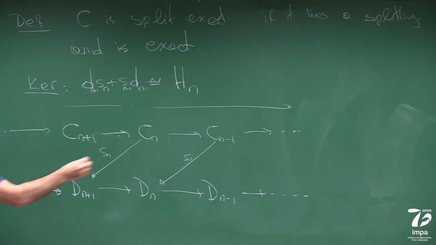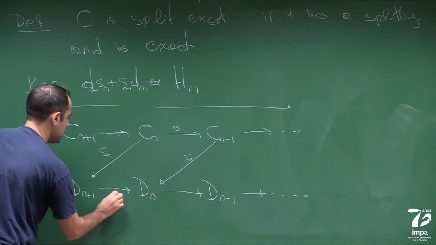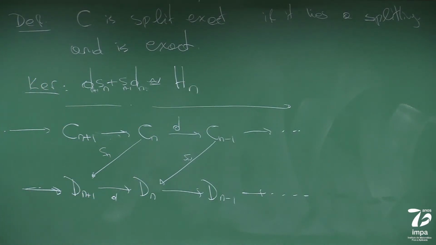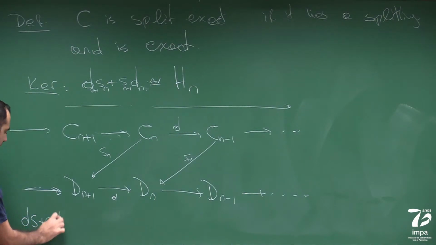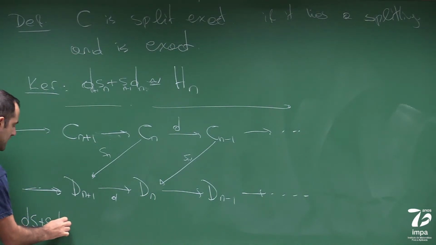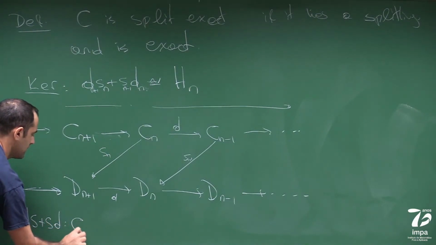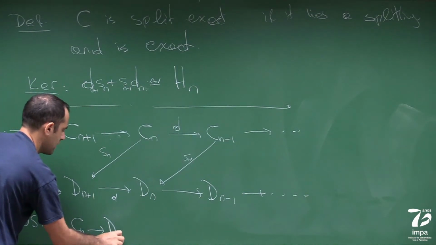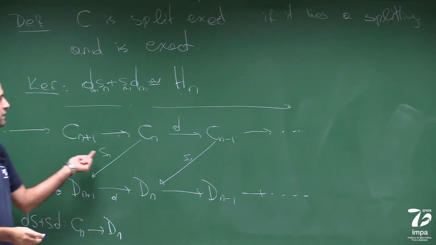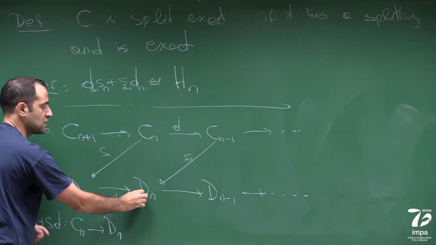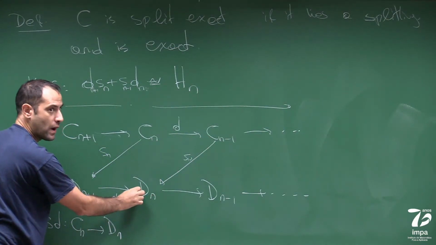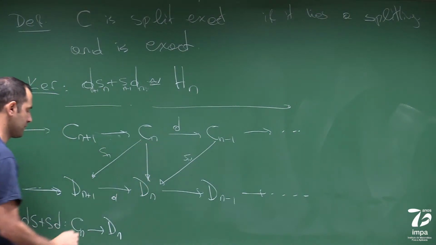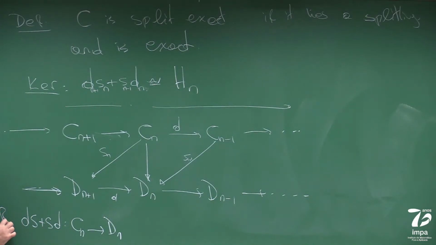So this is D on the complex C, and this is D on the complex D. This sum here, ds plus sd, is a map from Cn to Dn, a map from C to D. Again, I need to put indices, and I don't want to put them. So this composition this way plus this composition this way, that's this map here. So let's put a name to that map. Let's say that this is F. And this is a map of complexes.